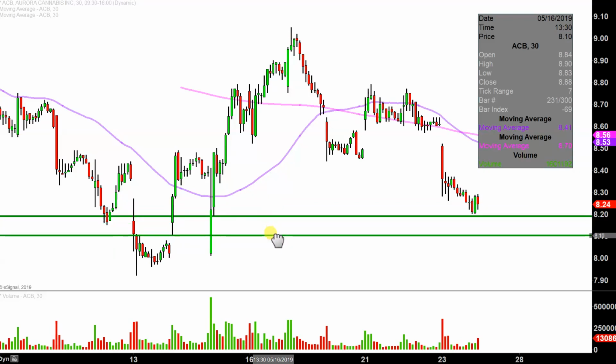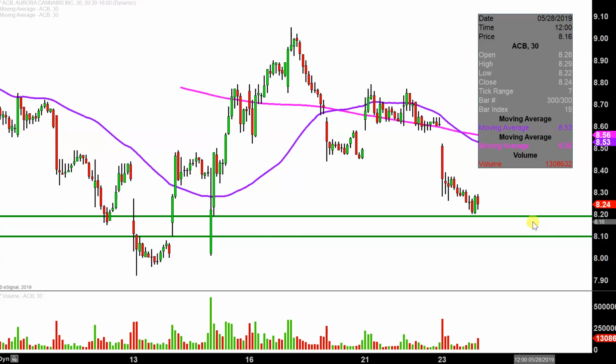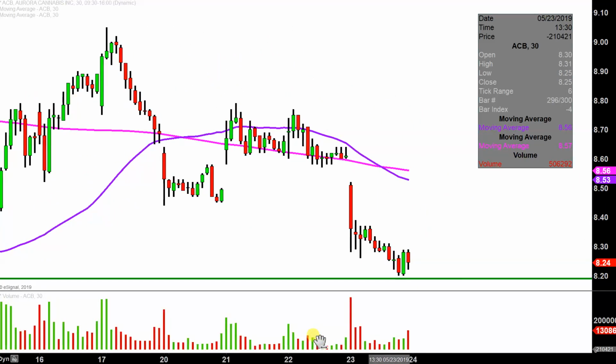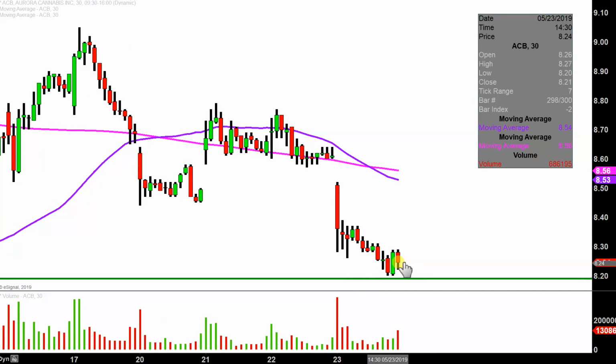But if that level does not hold, then while there's no such thing as a guarantee, it also would not be shocking to see the price potentially drift all the way down to $8.10, if not even lower at that point. But to be fair, and so far so good, the price is holding strong at 8.20, so keep an eye on that level going forward. Again, that's going to be the ideal level of support that you do want to see hold strong.